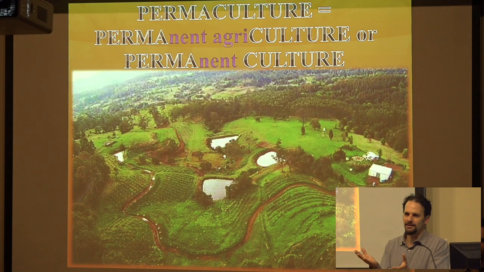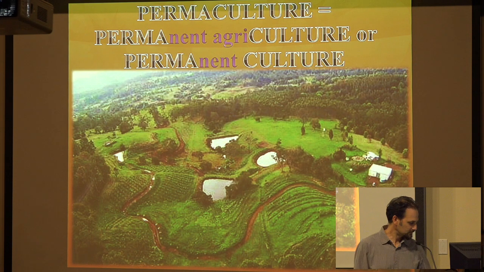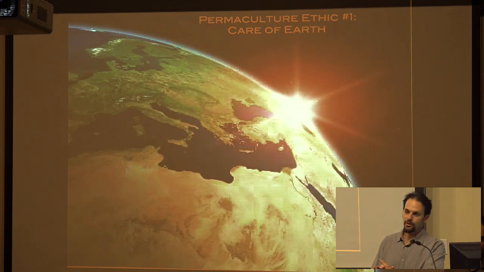And so we think of permanent. I mean, permanent's a long time. It's really like enduring, resilient. So where conventional agriculture is depleting soil and water resources, we're looking for an agriculture and a culture that actually increases natural resources by the nature of its design. So permaculture is an ethically based design system. And this is what differentiates permaculture from conventional design: permaculture has ethics at its core. And the first ethic is care of the earth.